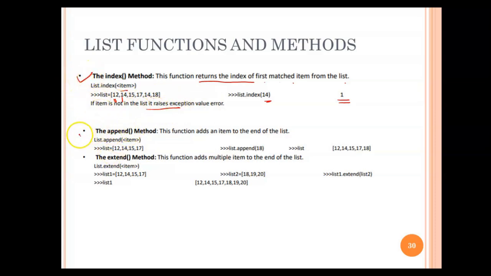Now the second one is the append method. This function adds an item to the end of the list. I told you when I was explaining the append method, we have two functions actually, append and extend. So append will help you to add a single element, and extend will help you to add multiple elements. Now you can see this is your existing list, and 18 you want to add. So 12, 14, 15, 17, and then last 18 is also included with the help of append.